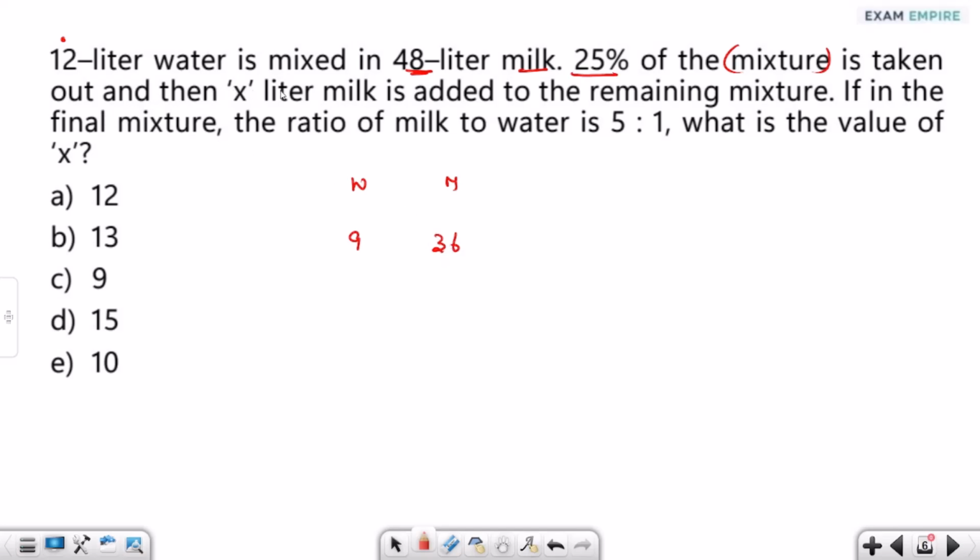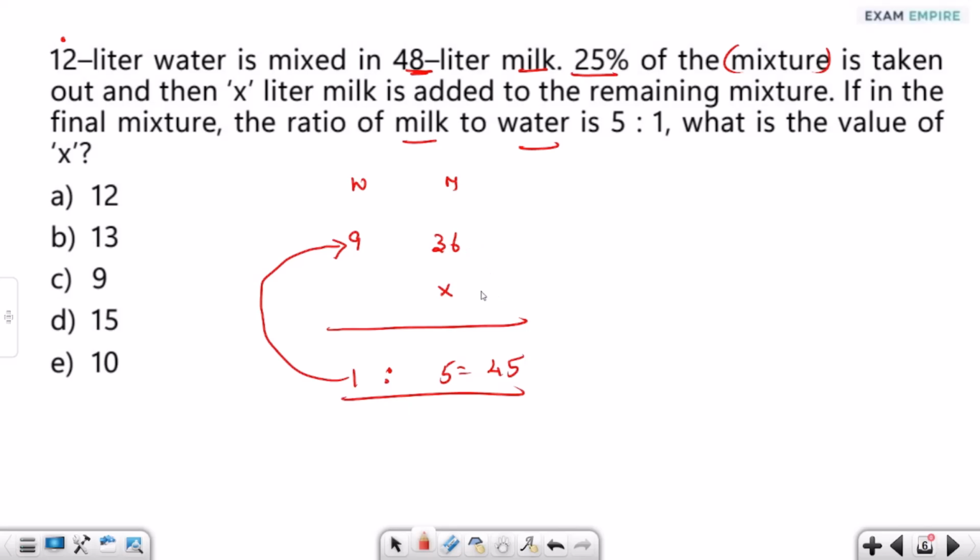And then X liters of milk is added. So with this, X liters of milk is added to the remaining mixture. If in the final mixture, the ratio of milk to water is 5:1. Okay, the ratio of milk to water is like 5:1. So here you know, this 1 part is equal to 9. Then 5 parts will be 45. So 45 minus 36, the value of X is like 9. So how many liters of milk will be added?